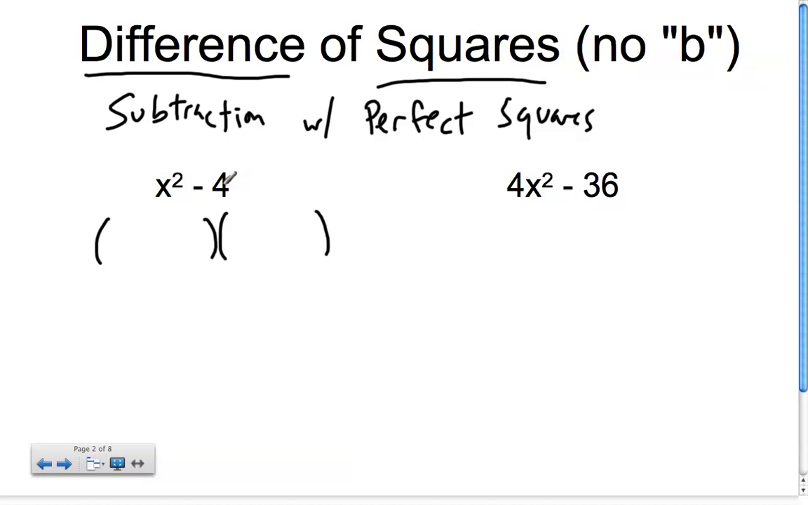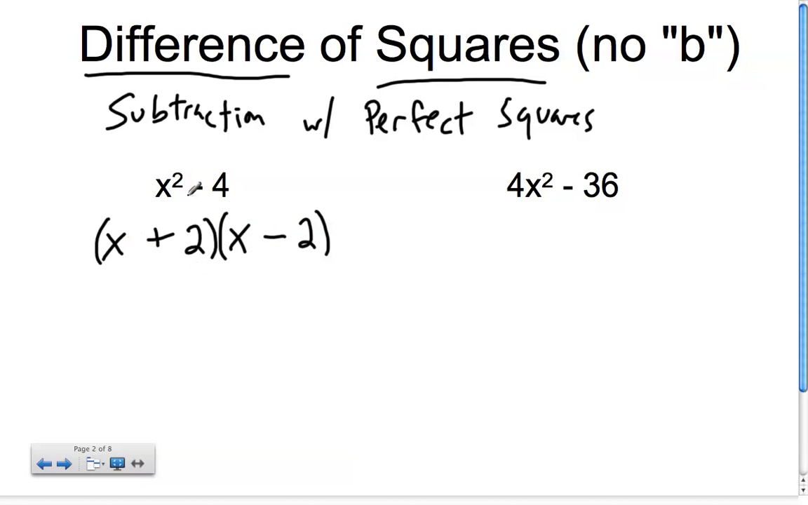Because these are both perfect squares and this is a subtraction problem, you can put what the square root of each of these are. So square root of x squared is x, kind of. And then the square root of 4 is 2. And all you need to do next is to make your signs opposite of each other. So this would be positive, this would be negative.